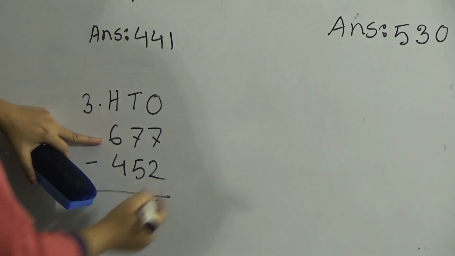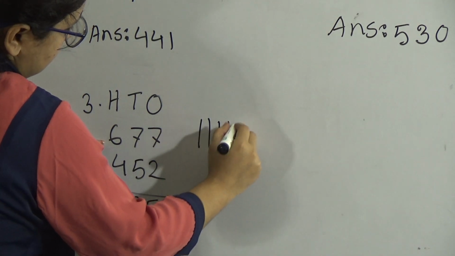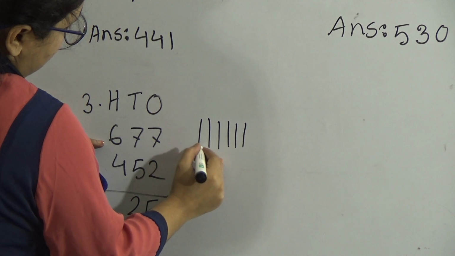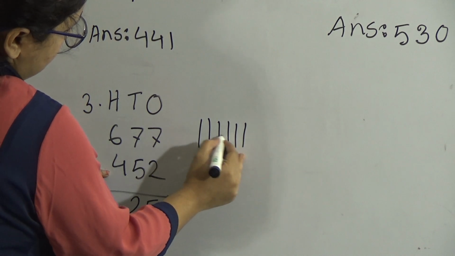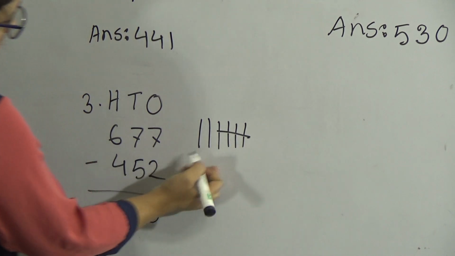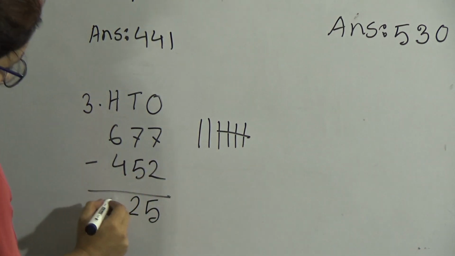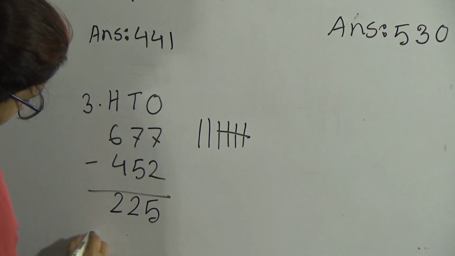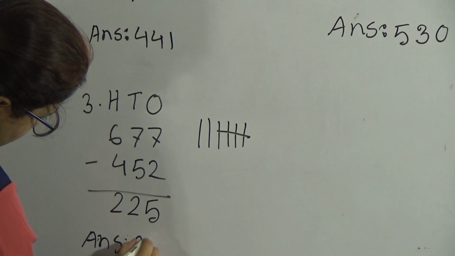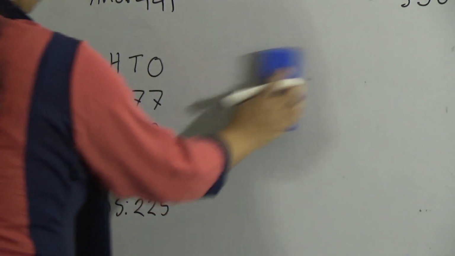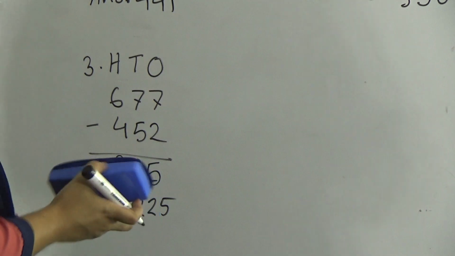Now the hundreds place, 6. There are 6 sticks, 1, 2, 3, 4, 5, 6, and you remove 4. 1, 2, 3, 4. How many sticks are left? Yes, we have 2 sticks. Here are 2. Our answer is 225. Okay, dear learners, hope you understood.